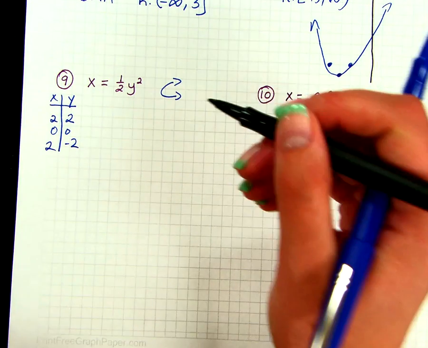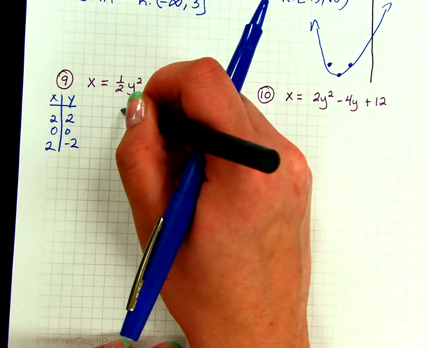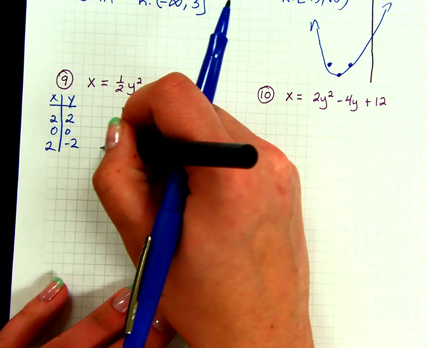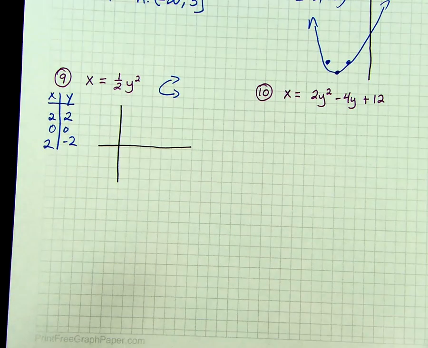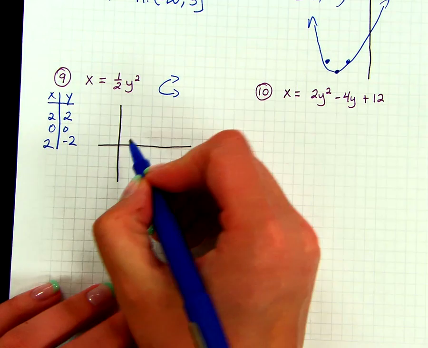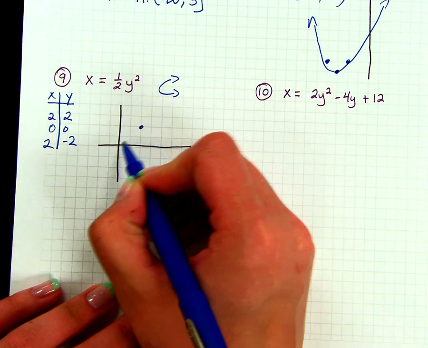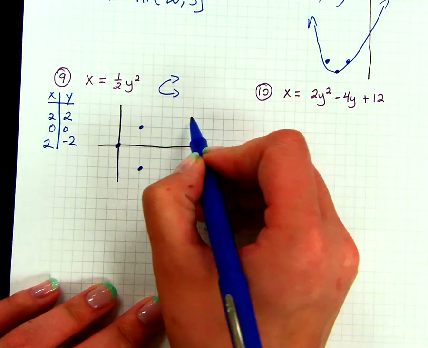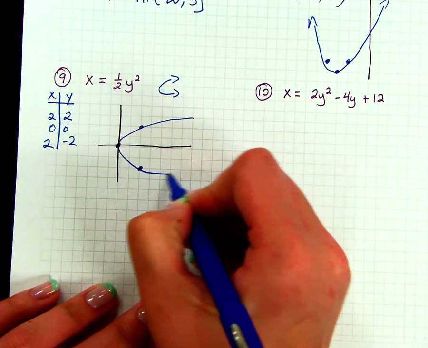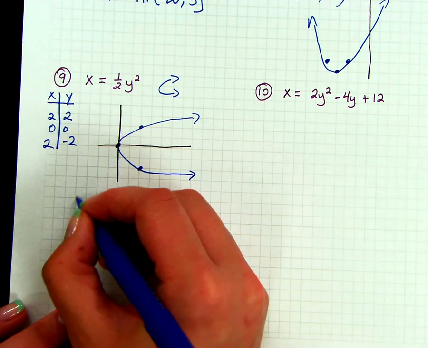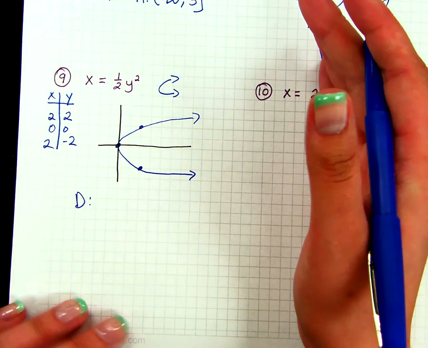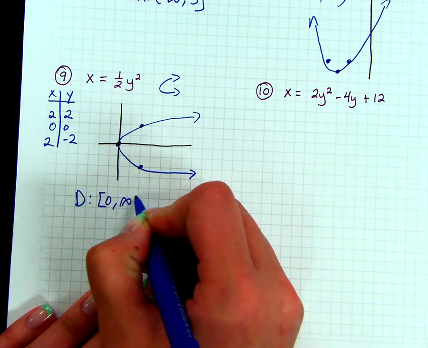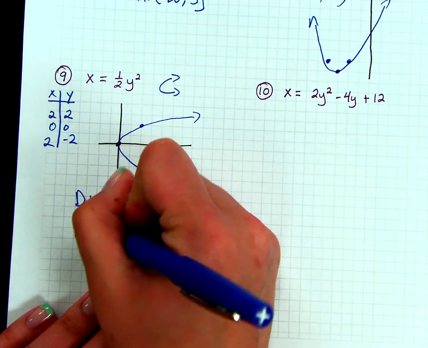Now we should just be able to graph this. And again, when we graph, we are expecting it to open to the right. So 2, 2, 0, 0, and then right 2, down 2. So again, a U shape opening to the right. Our domain, because it's only opening to the right, not to the left, is going to go from 0 to positive infinity. And then the range is going to be all real numbers.